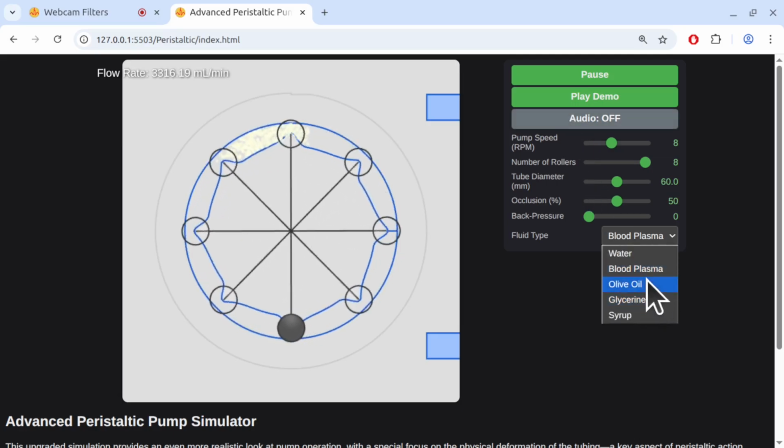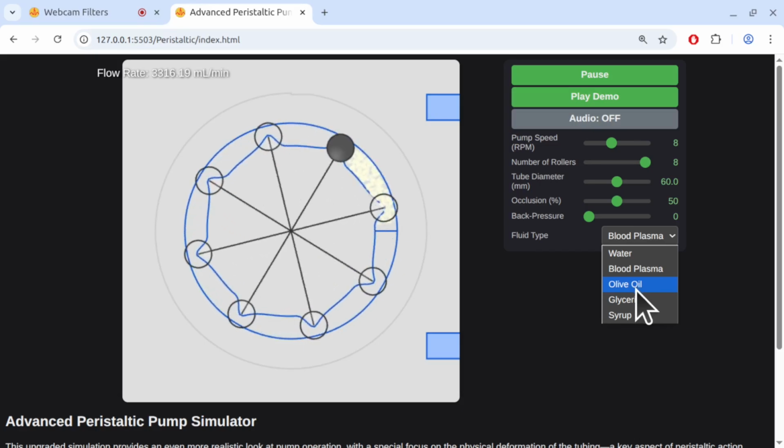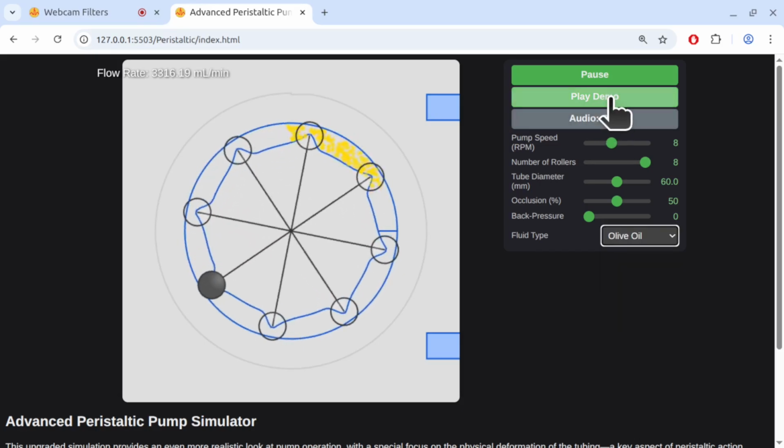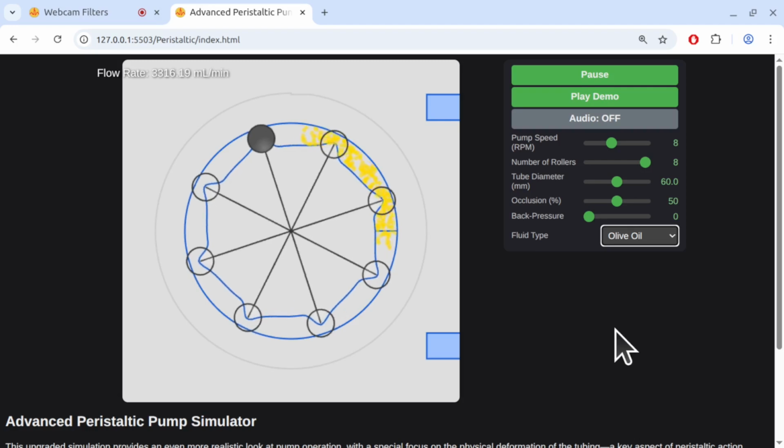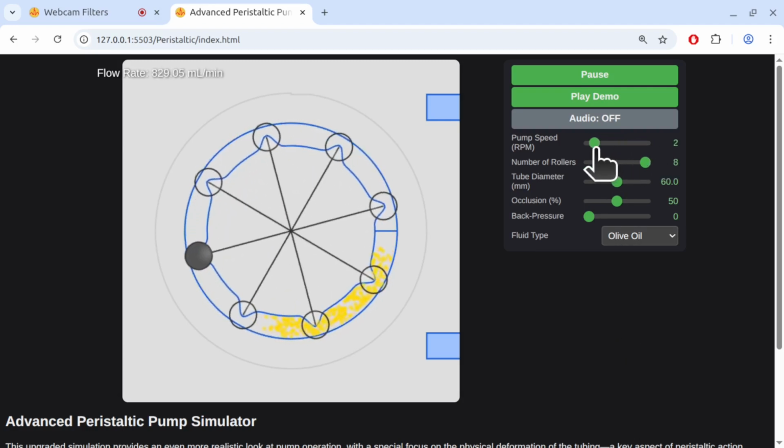Okay, and what type of fluid types do we have? And which one would you recommend using? It appears the current fluid type selected is blood plasma. If you click the drop-down arrow next to blood plasma, you should see other fluid options.